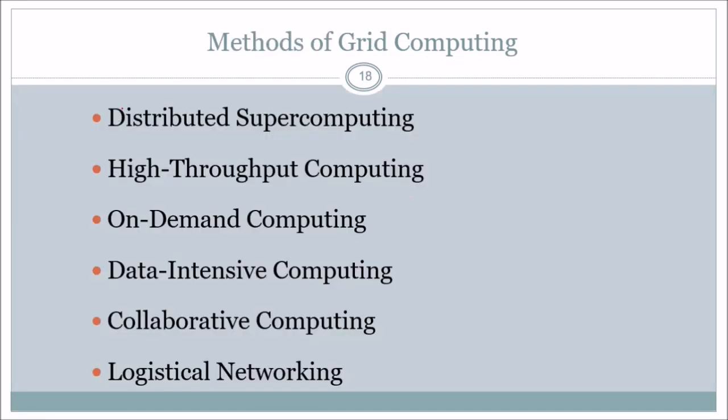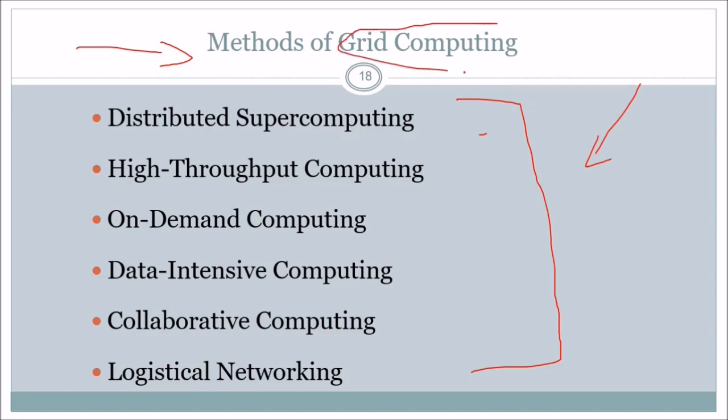Now coming to methods of grid computing, say distributed supercomputing, high throughput computing, on-demand computing, data-intensive computing, collaborative computing, and logistical computing. These are all the methods of grid computing. This is how distributed computing finds its difference from grid computing.